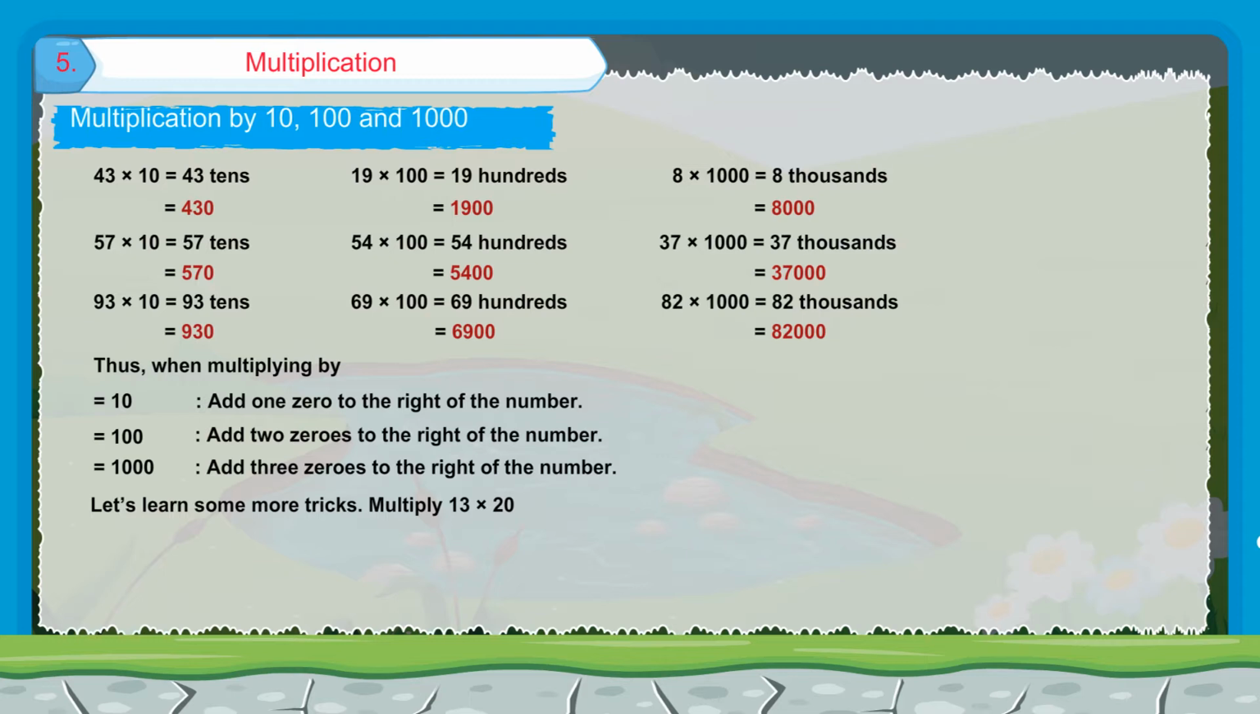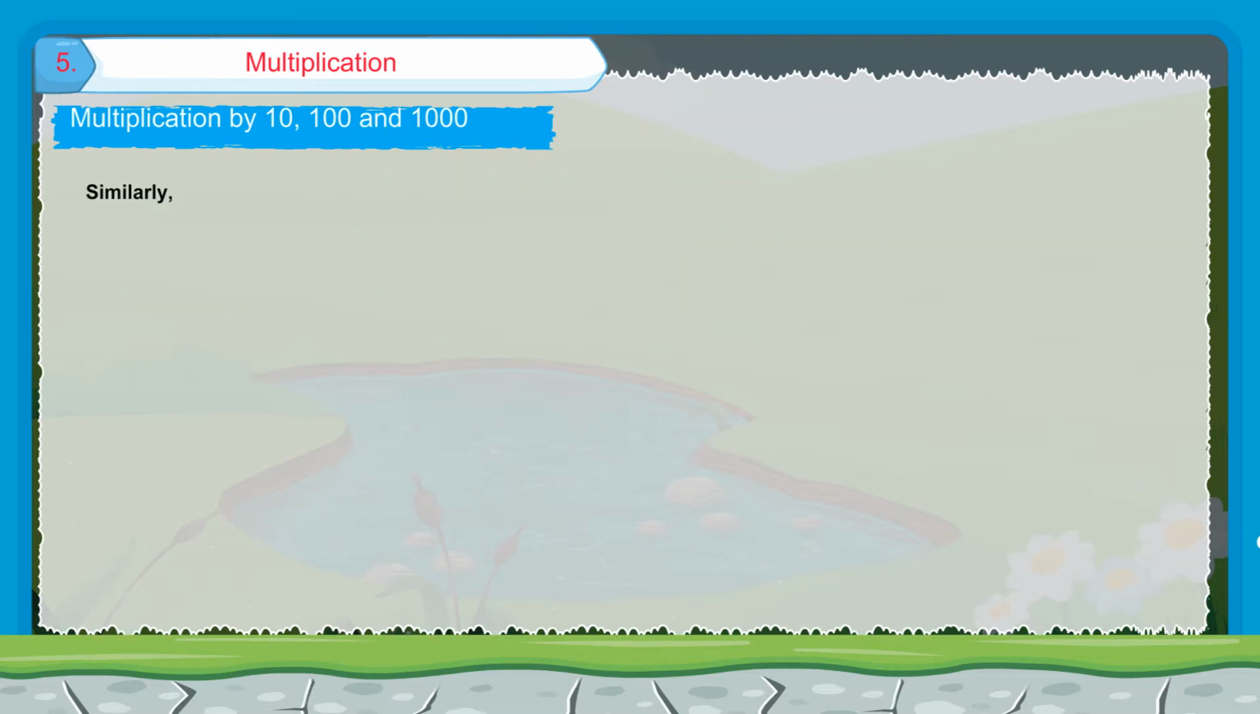Let's learn some more tricks. Multiply 13 into 20 is equal to 13 into 2 into 10 is equal to 26 tens is equal to 260. Similarly, 4 into 300 is equal to 4 into 3 into 100 is equal to 12 into 100 is equal to 1200.